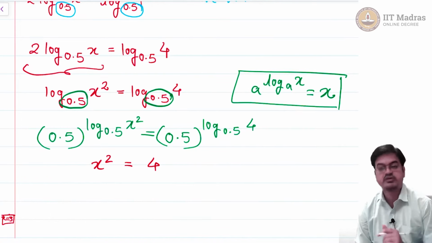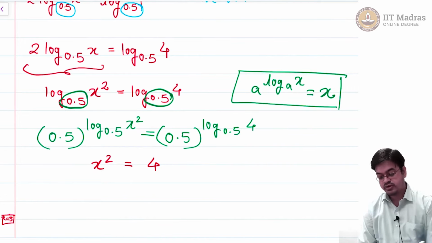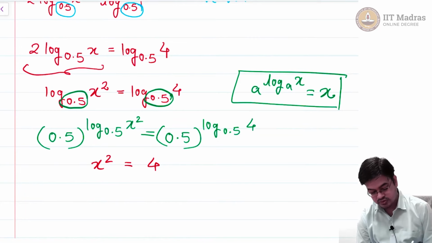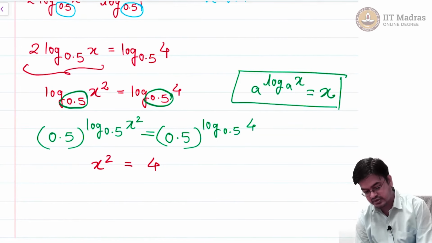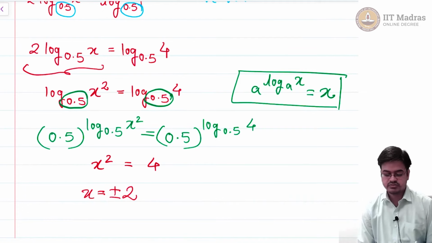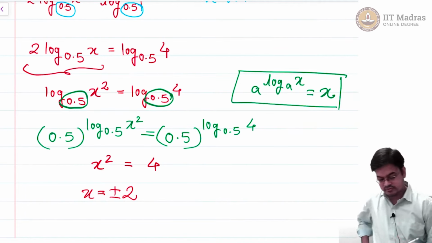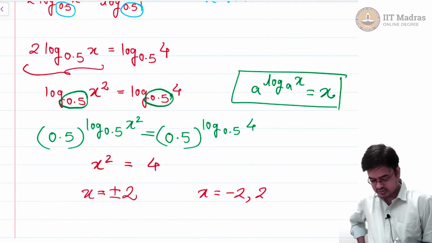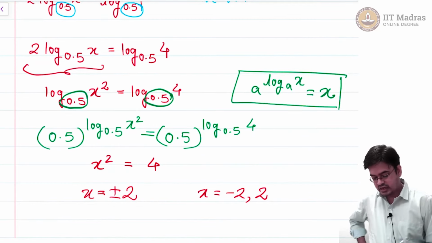Because x square is equal to 4, based on my knowledge about quadratic functions, I know x square minus 4 is equal to 0 has two roots, that is x is equal to plus or minus 2. These are the two roots that are available. Now that means I have two solutions to this particular problem, x is equal to minus 2 and x is equal to plus 2.